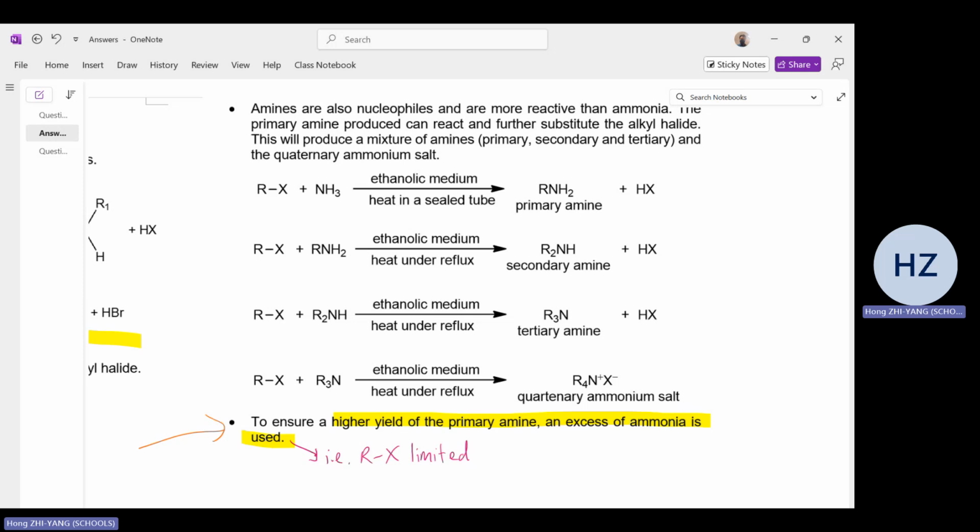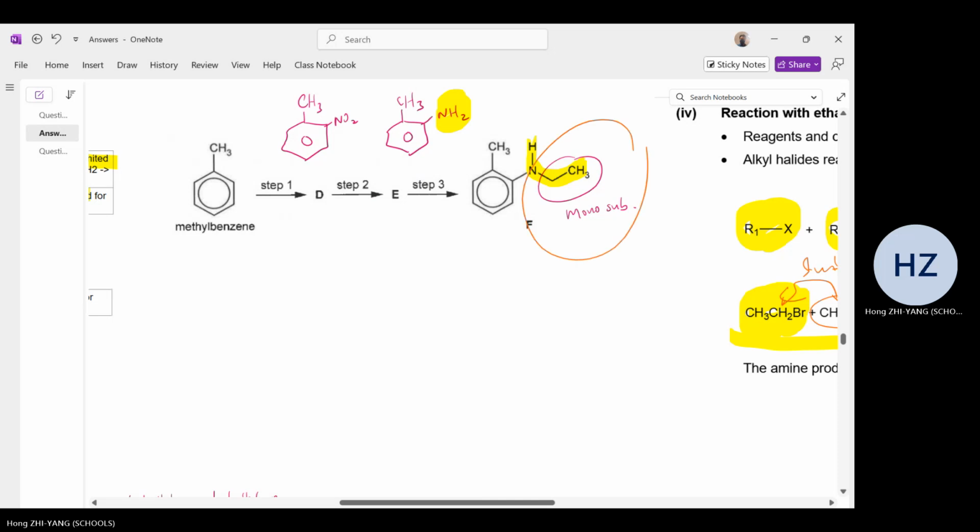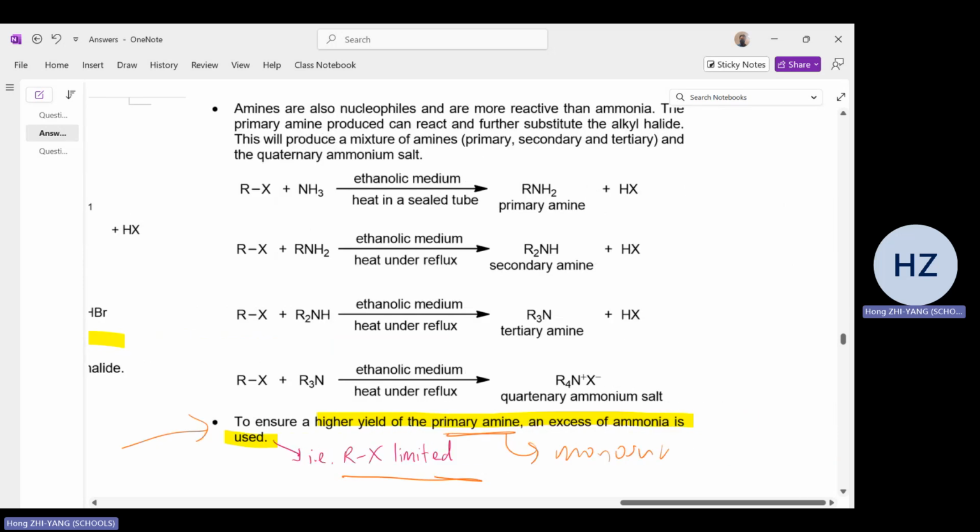If you limit the RX, you get more primary amine. Primary amine means in this case it's monosub. That means you substitute once, you don't let it continue the nucleophilic substitution, and that is the majority of the product. Now let me link to the question. If you look at the question, it's monosub. You only monosub it. Monosub means this situation: you want to have excess amine, or see this as limited RX.